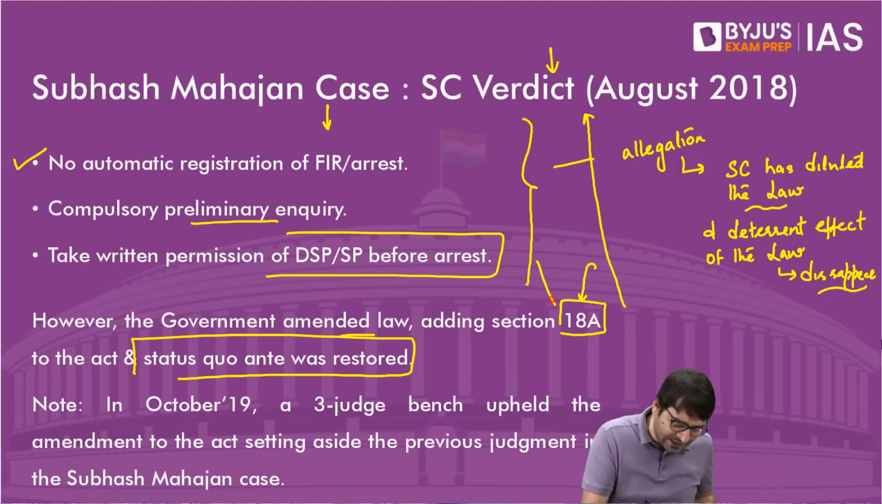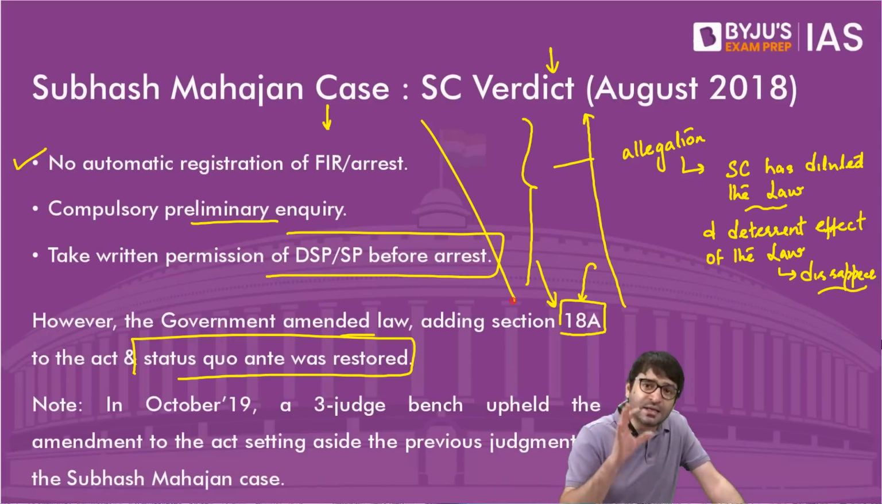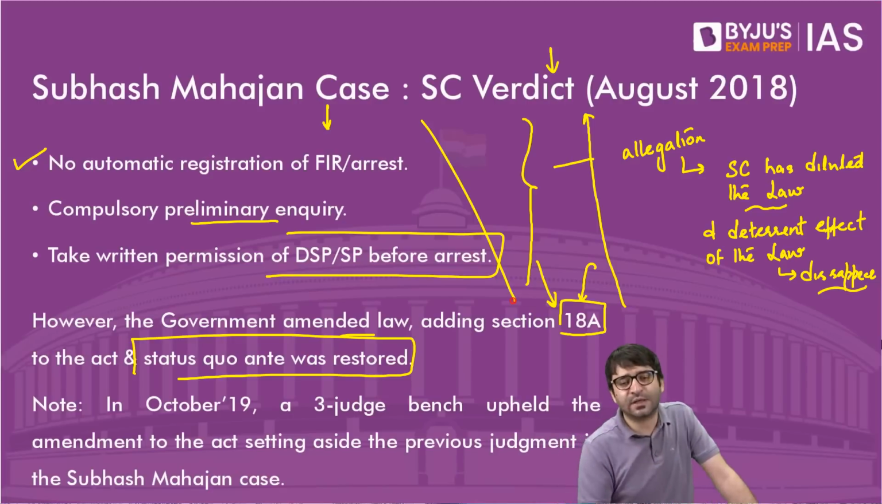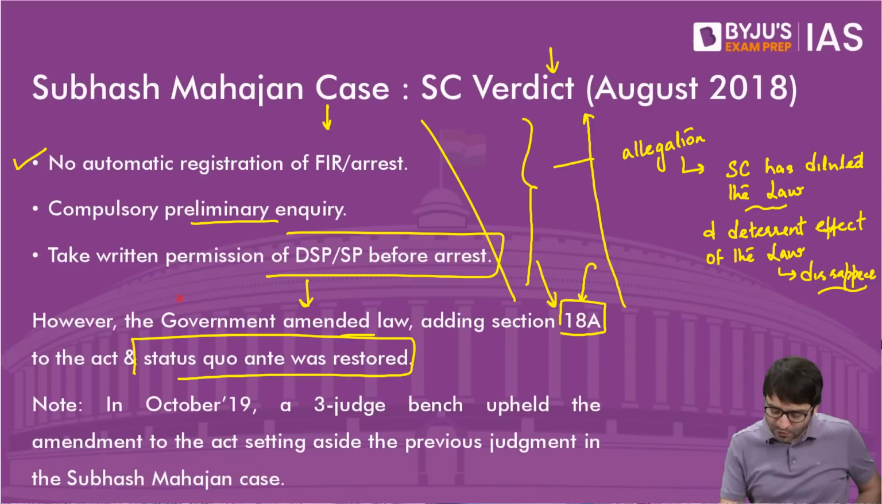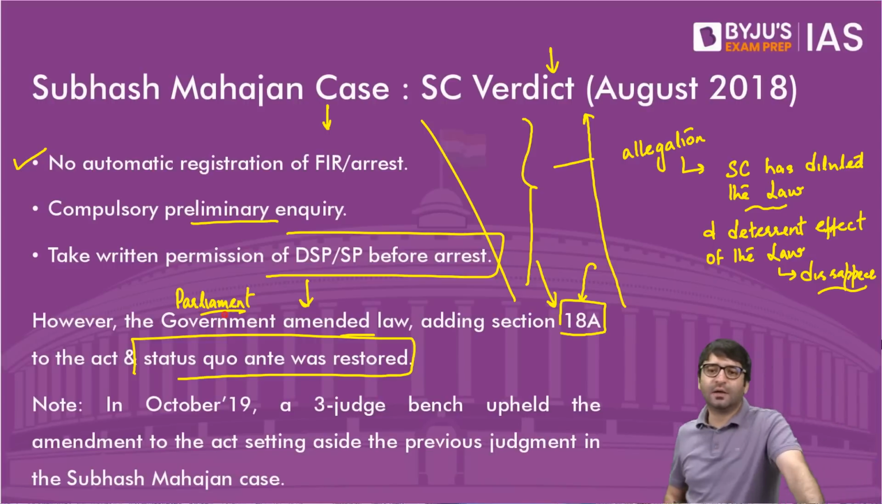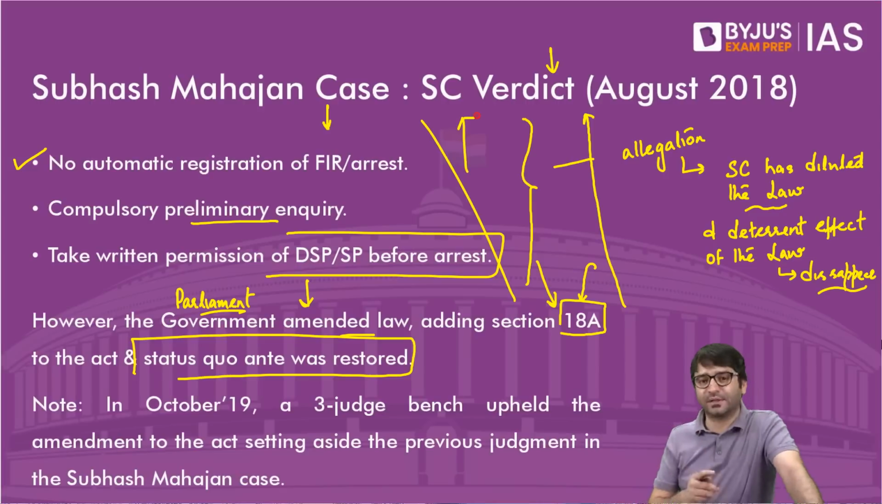Why? Because by adding section 18 capital A, the law specifically says that there is no need for any preliminary inquiry. There is no need to take the permission of the DSP or the SP, and there is an immediate arrest under the Atrocities Act. So basically, through this amendment, the government got the parliament to amend the law and ultimately restored the same position as it existed before this judgment. And when you restore the same position as it existed before, that is what we call status quo ante.